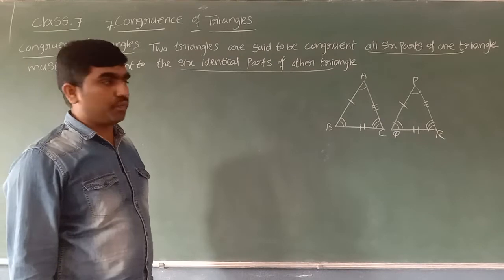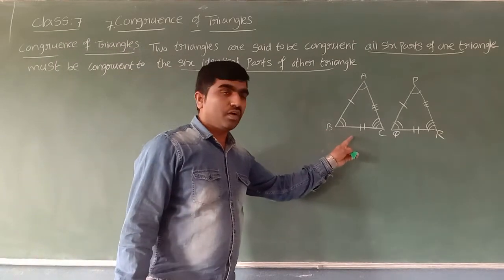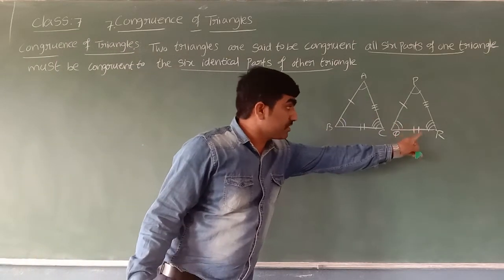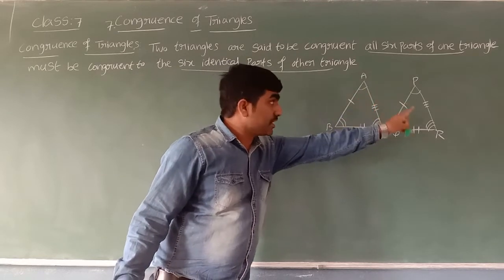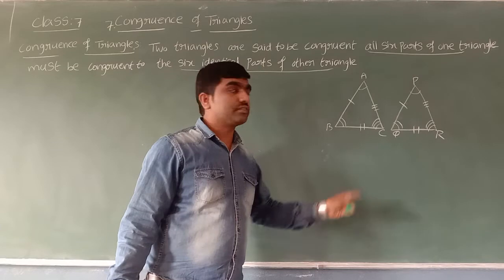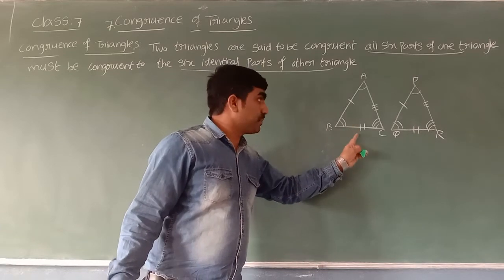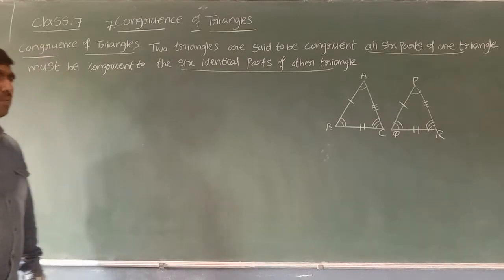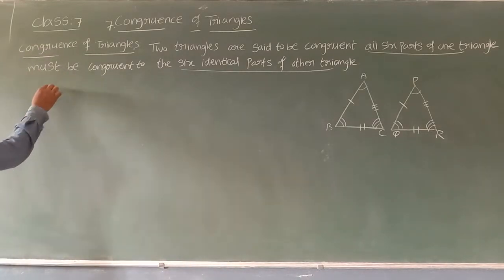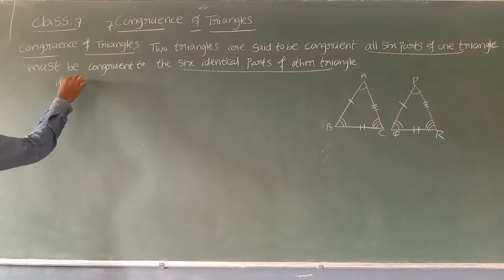All the six parts are equal. Three sides of the first triangle are equal to the corresponding three sides of the second triangle. Three angles of the first triangle are equal to the corresponding three angles of the second triangle. Three sides, three angles, six parts equal to the corresponding six parts. Then we can say that both are congruent. Yes, but we can observe it here.